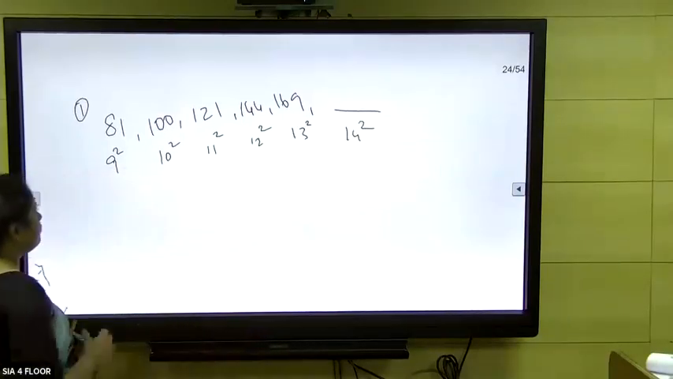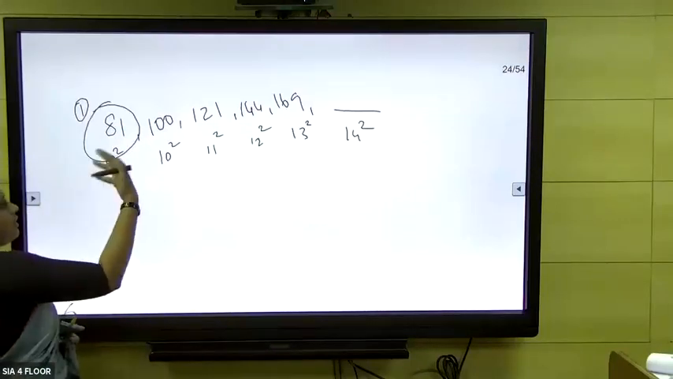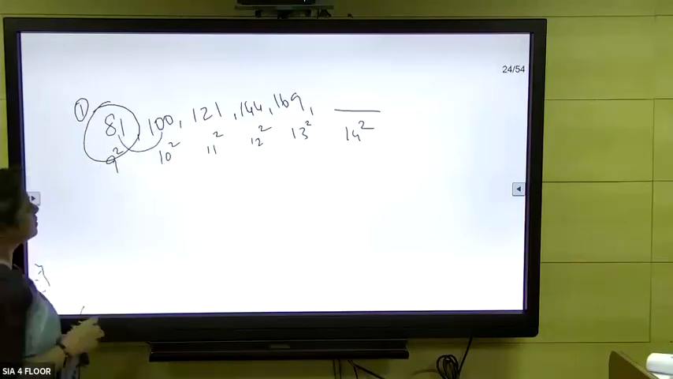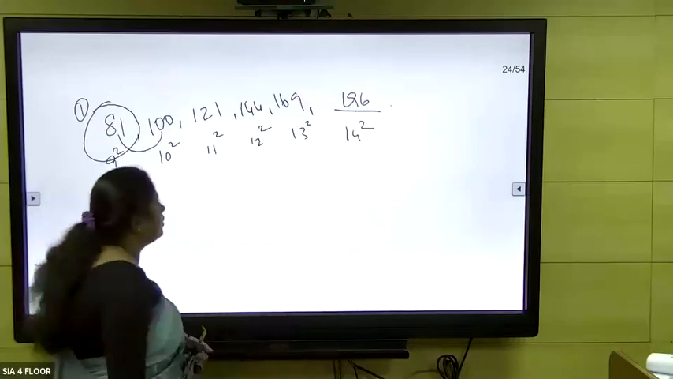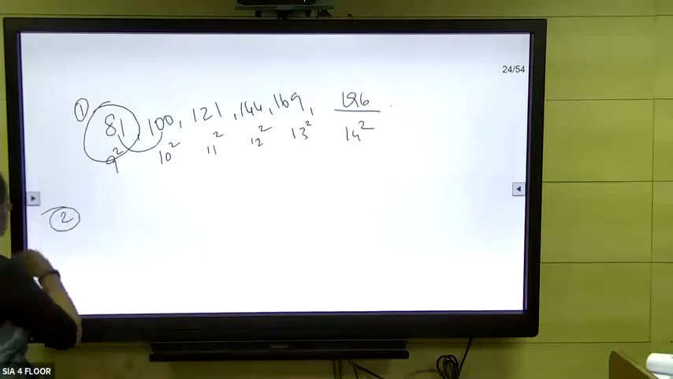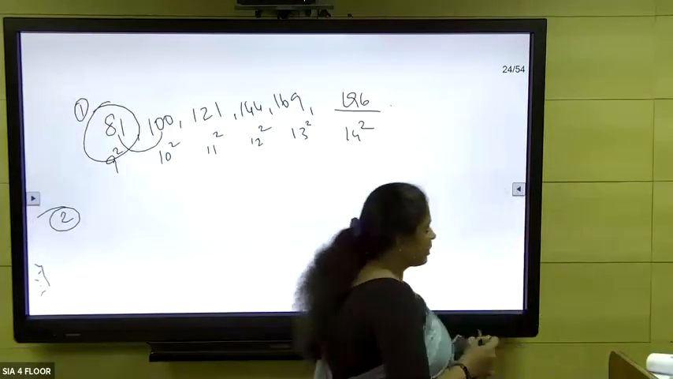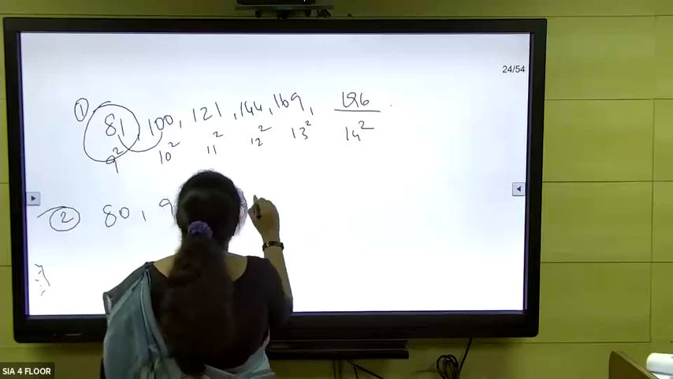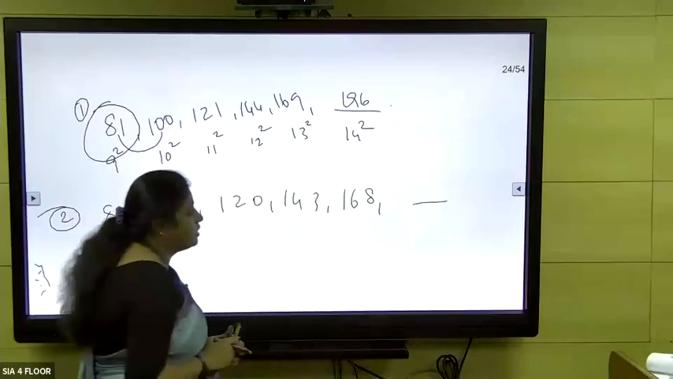What I told you before is, just individually see that it's a square number, right? So I'm telling you, just see the numbers individually before comparing like this. So this is 196. It should be 14 square here. So that's 196. Okay, so next number: 80, 99, 120, 143, 168, and what comes next?